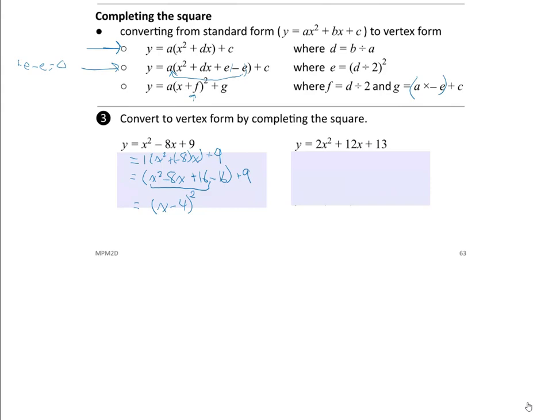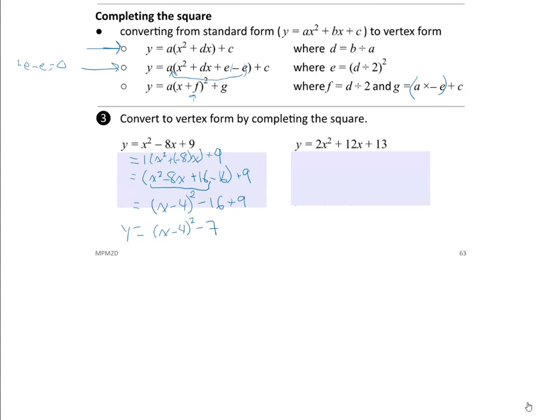Now, I didn't evaluate the negative 16. The negative 16 has to multiply by the a value, but the a value is 1. So negative 16 times 1 is just negative 16. So now we can move it out of the brackets. Remember, I multiplied it by 1. So now I have negative 16 plus 9. And now we can simplify this, and we should get our vertex form. So our vertex form is x minus 4 squared minus 7. There we go. And that's how you find vertex form, by completing the square.